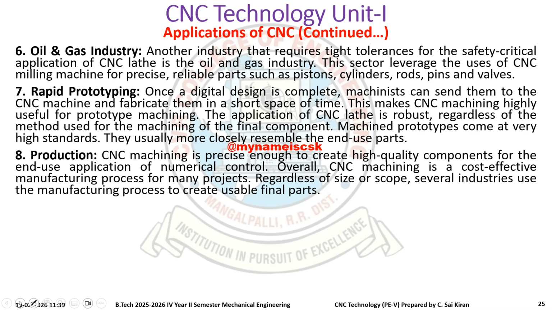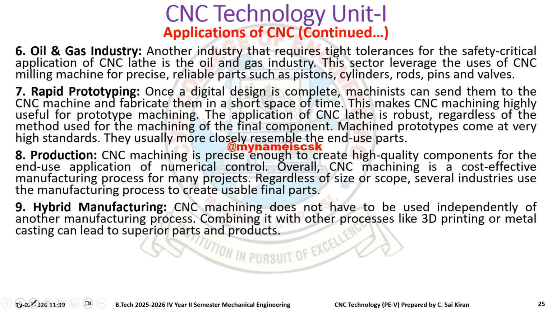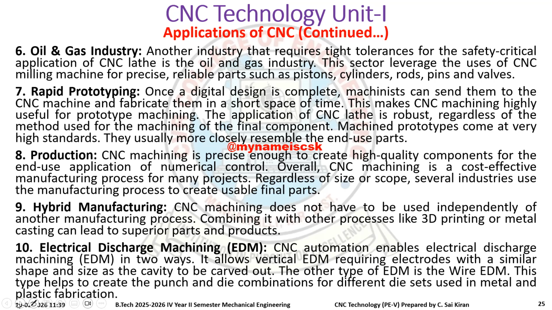Next, production. For any production industry, we also use this CNC machine to generate the final parts. Next is hybrid manufacturing. If you want to combine two processes, like metal casting, rolling, 3D printing, welding or any other process, we can use CNC machines, and they can perform more than one manufacturing process with ease, and we can get superior part quality. And electrical discharge machining: for this also we can use this CNC machine. It is very helpful.